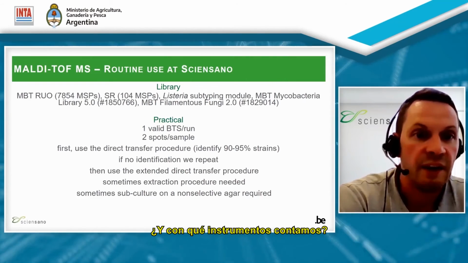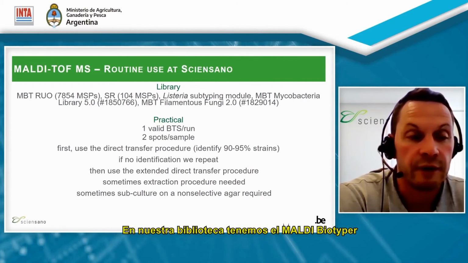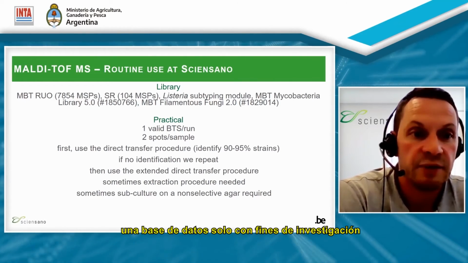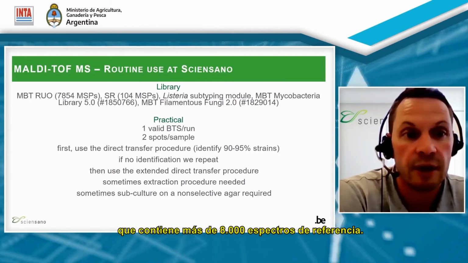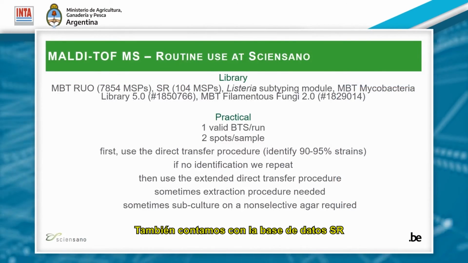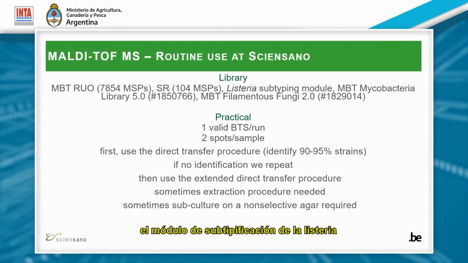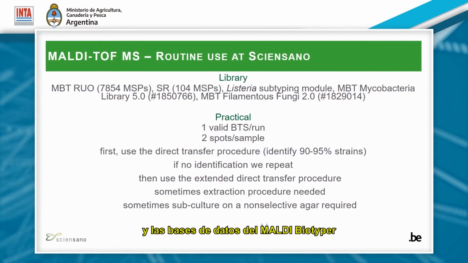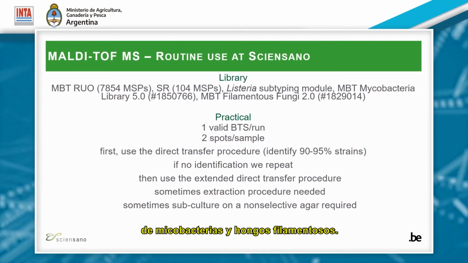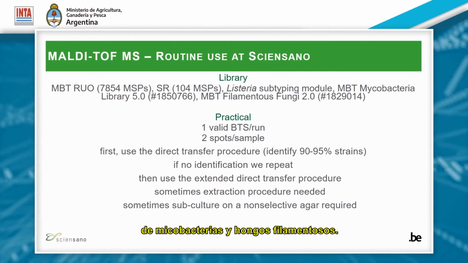Now, what do we have? In our library, we have the MALDI Biotyper research use only database, which contains almost 8,000 reference spectra. We also have the SR database. We use the Listeria subtyping module. We have the MALDI Biotyper Mycobacterium and Filamentous fungi databases.